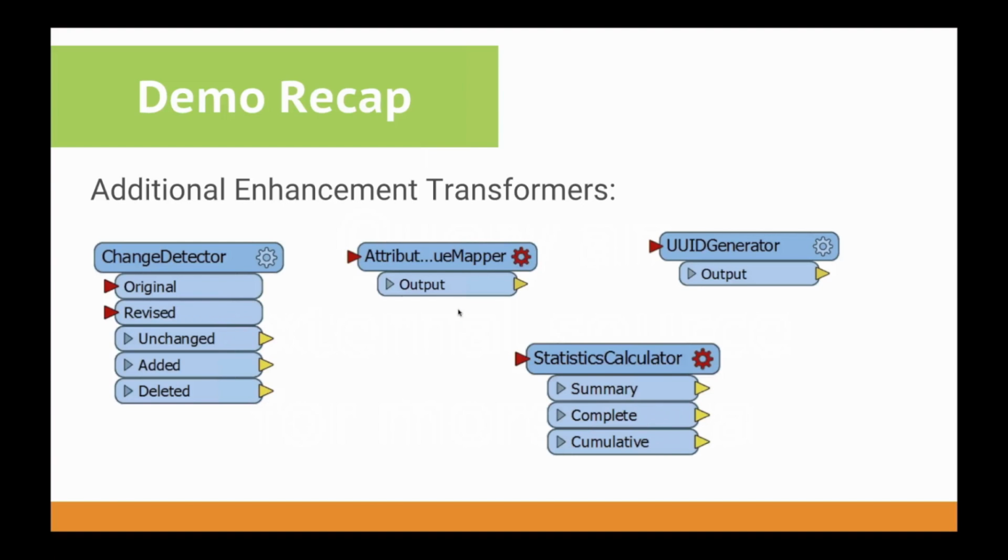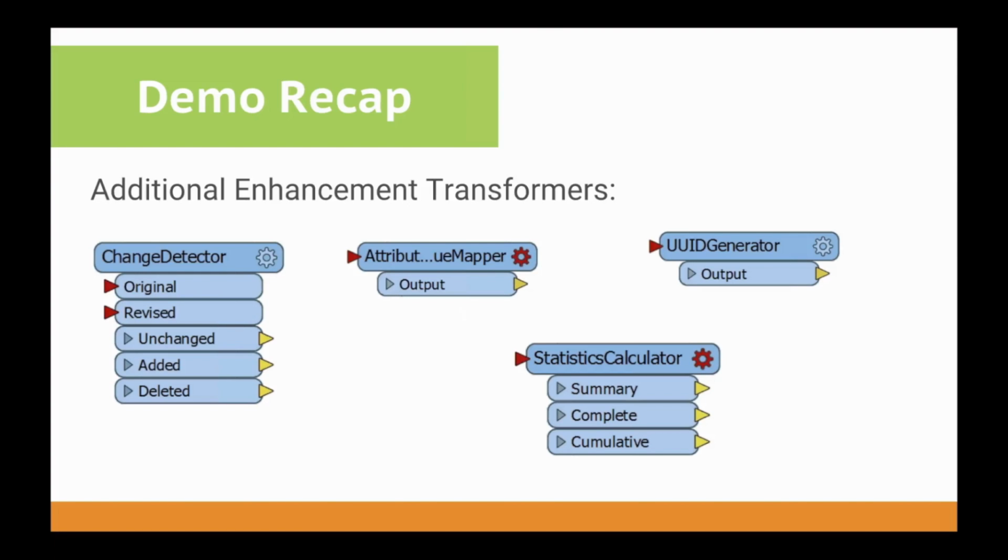Now just some additional enhancement transformers. There's the change detector. It's really good if you have two files and you're not sure what's changed. You can run them through the change detector and FME will tell you what has changed: things that were added, deleted, or left unchanged. The attribute value mapper is good for determining high, medium, low values and outputting them in different attributes, or hot, cold, warm, or things like that, or even adding color to your different values.